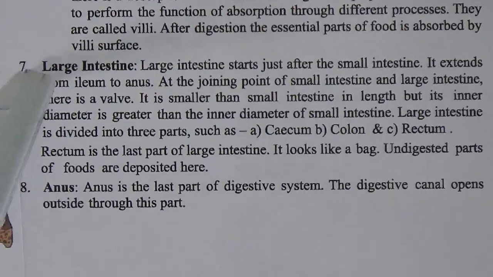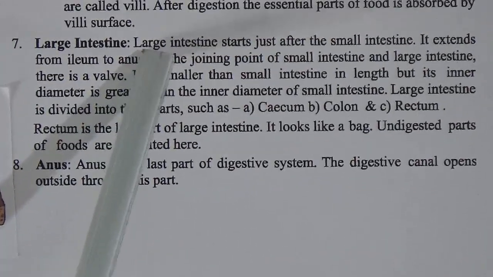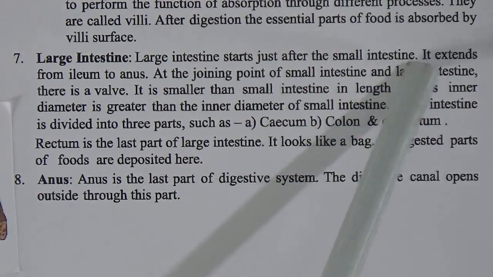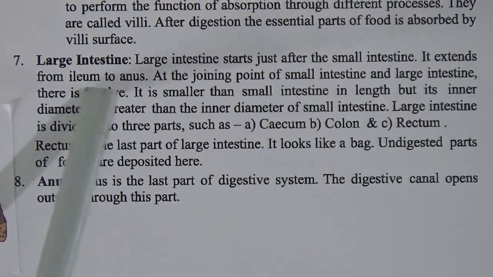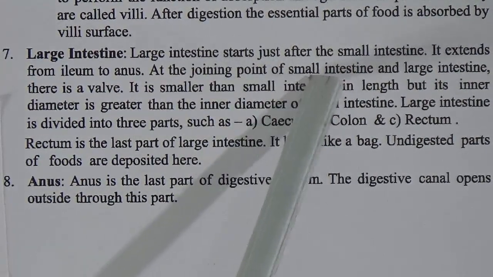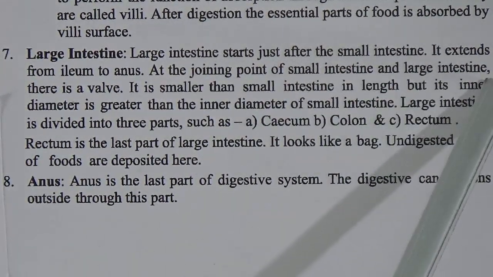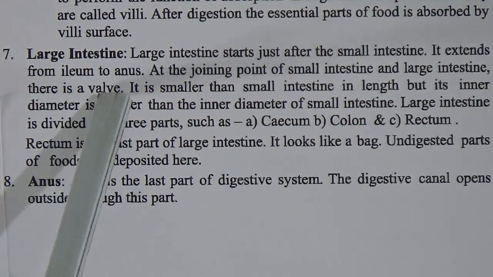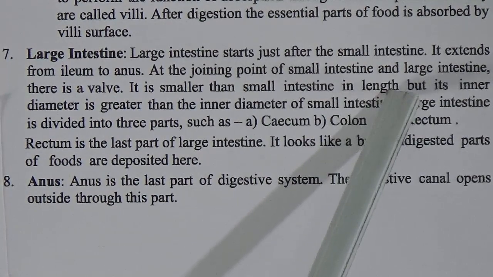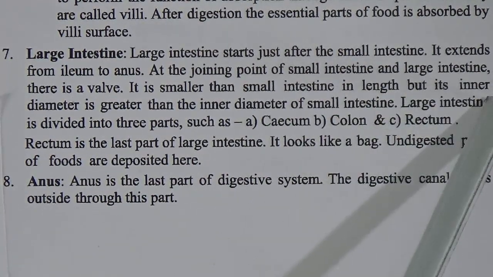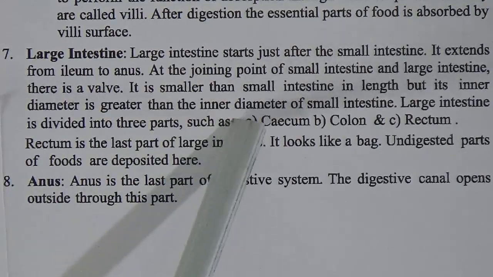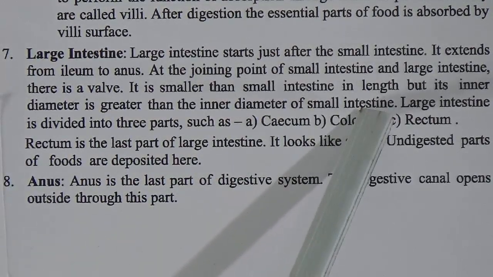Now number 7 point is the large intestine. The large intestine starts just after the small intestine. It extends from the ileum to the anus. At the joining point of the small intestine and large intestine, there is a valve. It is smaller than the small intestine in length, but its inner diameter is greater than the inner diameter of the small intestine.